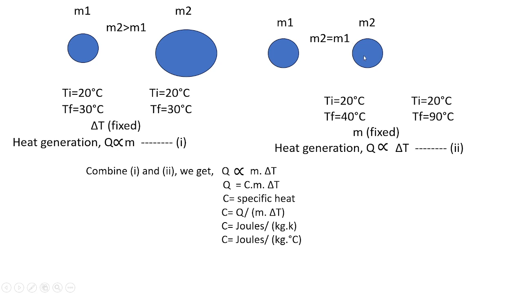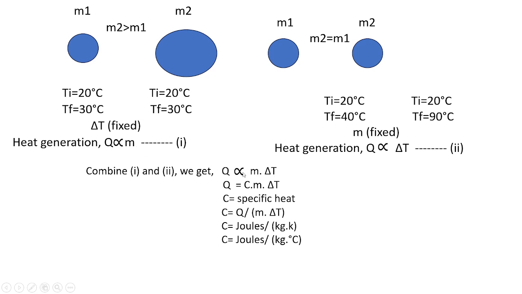So what do we understand here? The mass is fixed, and in this case the heat generation Q is directly proportional to the change in temperature. That is equation number 2. You can combine these two equations. By combining them, we get that the heat generation Q is directly proportional to mass into change in temperature.